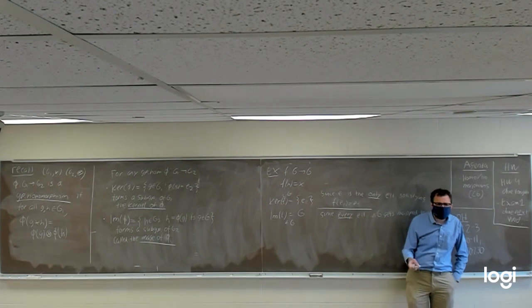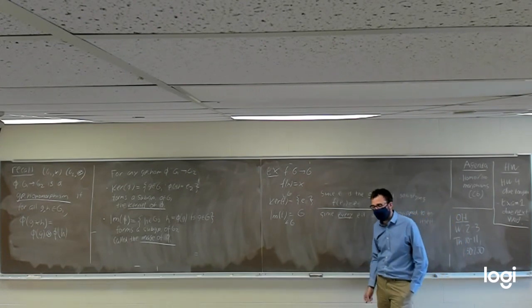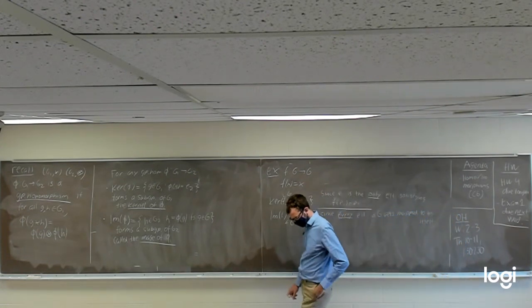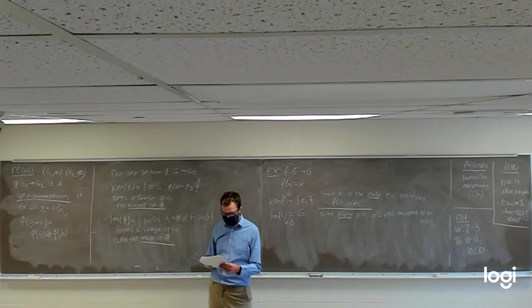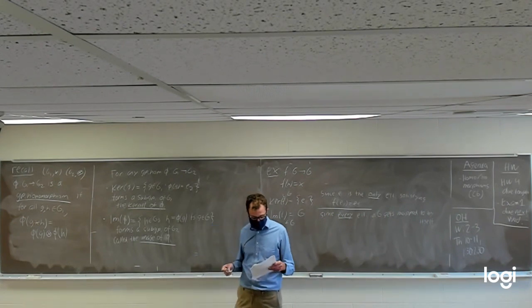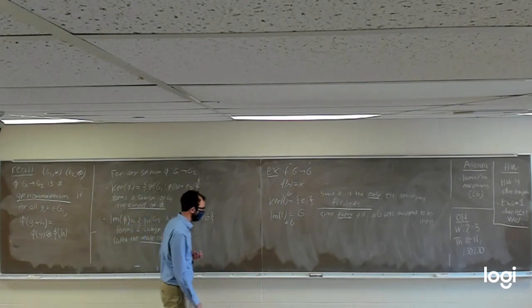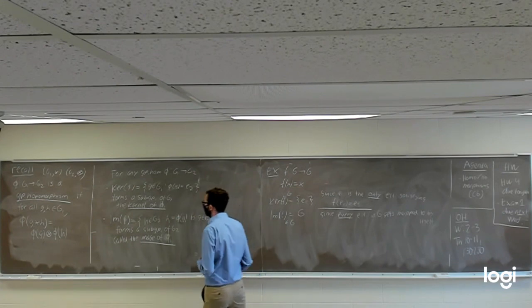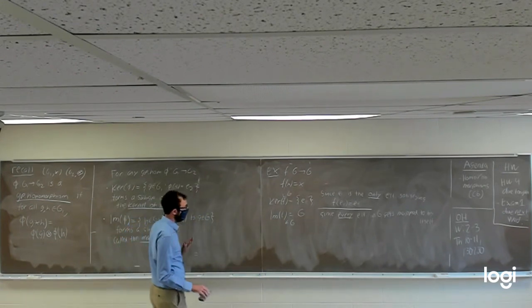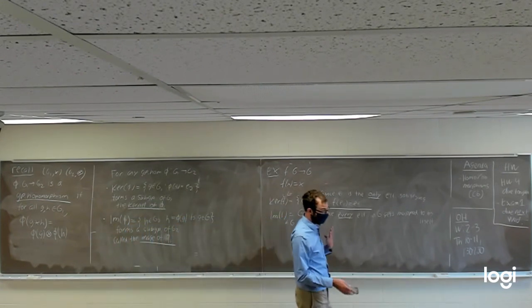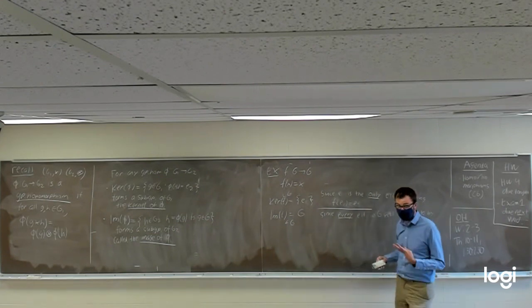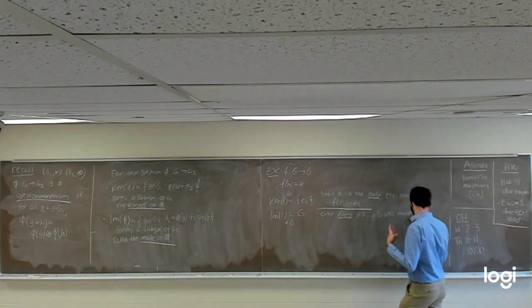I want you to take a couple minutes and see if you can figure out what the kernel and the image are of the last two homomorphisms on this page. So in other words, the map that sends everything to the identity and the map that takes any integer and multiplies it by n. Go ahead and take just a minute and see if you can determine what you think the kernel and the image are of these two bottom functions.